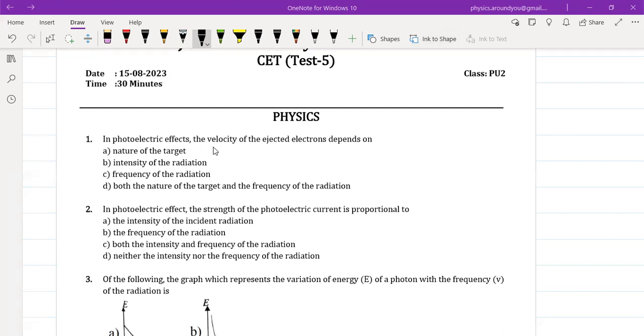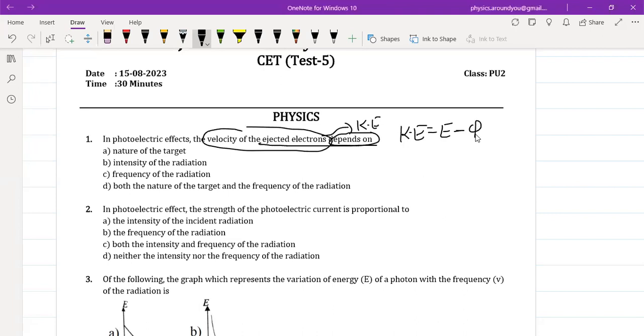In photoelectric effects, the velocity of the ejected electrons depends on, very well, the velocity of the electrons would determine its kinetic energy, right? Because kinetic energy formula is half mv square. So indirectly, they're asking the kinetic energy of electrons depends on what? If you look at Einstein's photoelectric equation, kinetic energy of electrons is energy incident, right, minus threshold function.